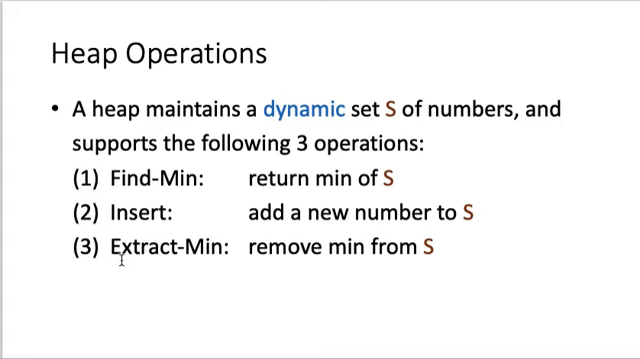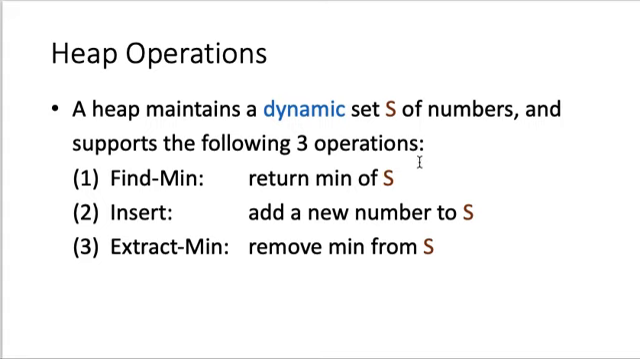And then the third operation that we want to support is extract min. For extract min, we are going to remove the minimum item of S. So this also changes the content of S. And we will see that when we remove items, it must always be the minimum. So insert, you can insert anything, but extract, you can only extract min. And heap is a data structure that can support all these three operations quickly.